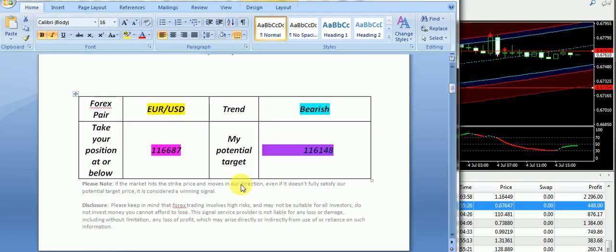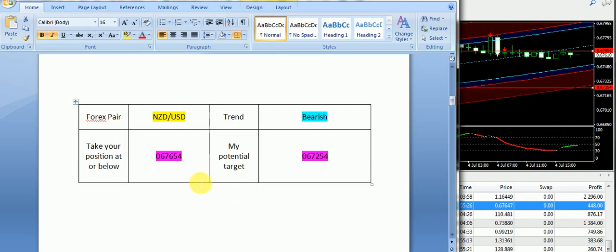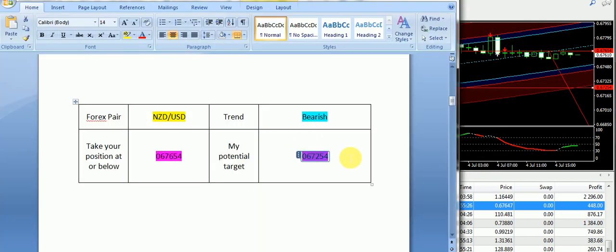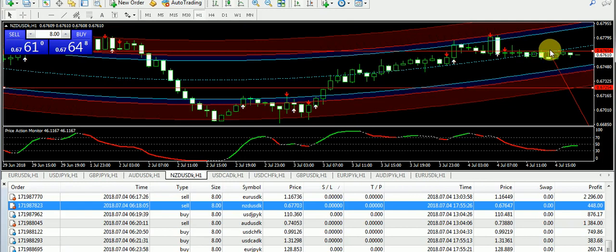Okay, now let's talk about the pair that kept itself in a range. However, I have supplied the bearish signal in case of New Zealand USD. The entry was 0.67654, and guys, you can see that below the entry we have seen the market today and it has gone nowhere. However, my signal is bearish on New Zealand USD. If it responds during the US session, then you can see that the target price is 0.67254. It is in a weaker zone, so it can go further down during the next hours.